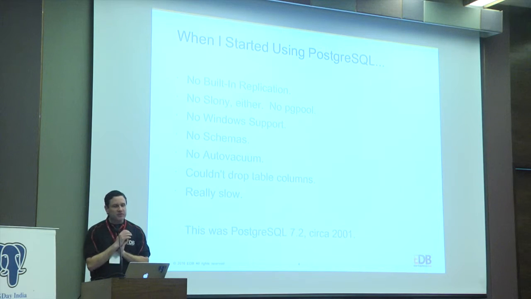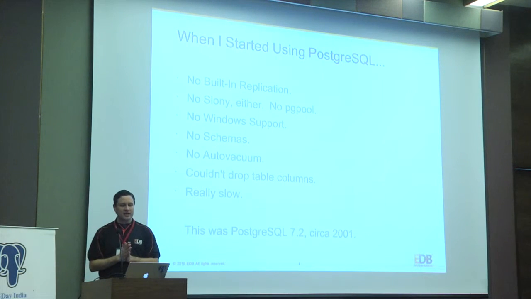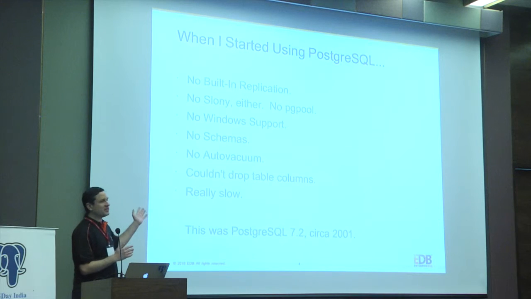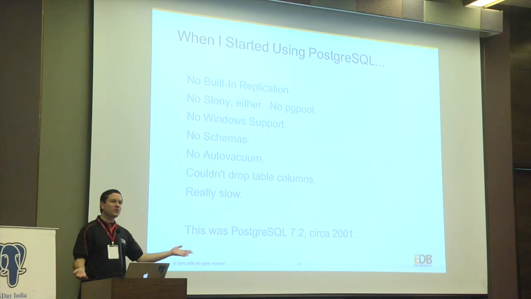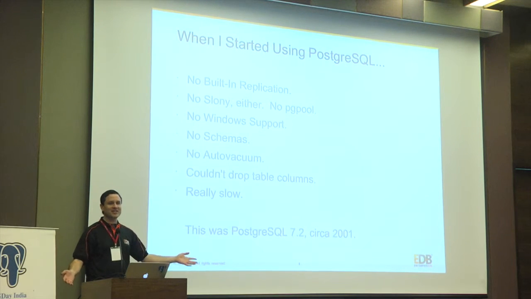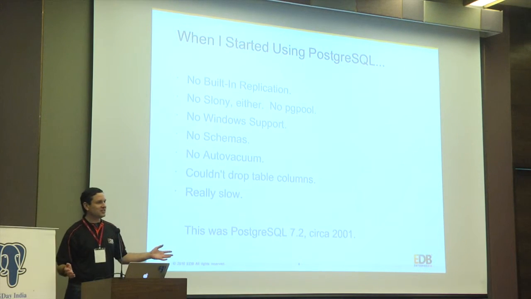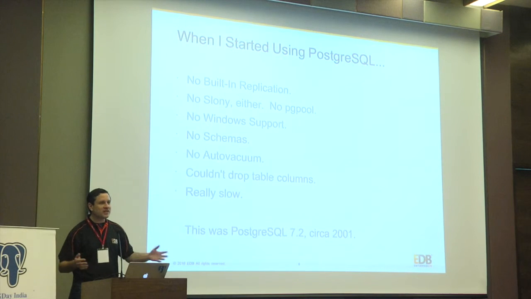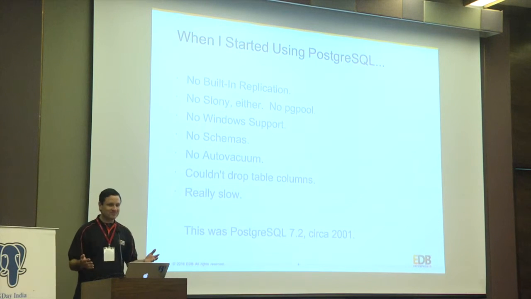I started using PostgreSQL in around 2001. I've actually lost track of exactly what date that was. But looking at the list of limitations that we had in 2001, you might ask, why in the world did you start using PostgreSQL in 2001? I mean, we had no built-in replication. We had no replication at all. Slony did not exist. You could not replicate in PostgreSQL unless you wrote it yourself, which I'm sure a few people in this room probably did.